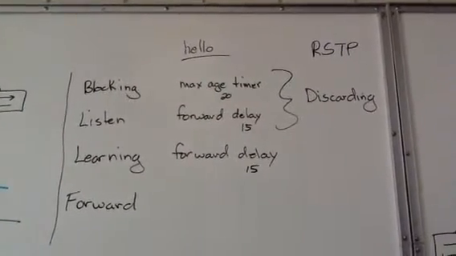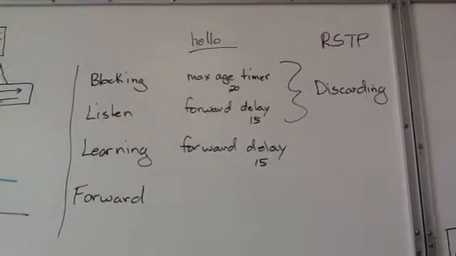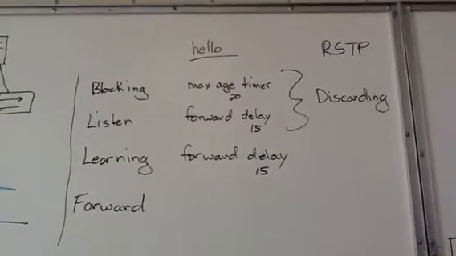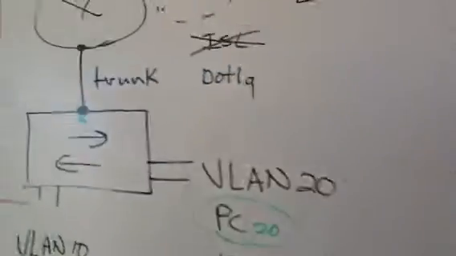We're blocking it for max age timers, forward delay for listen and learning, and then forwarding. Then also hello timers. So we did that whole work. And then we talked about inter-VLAN.